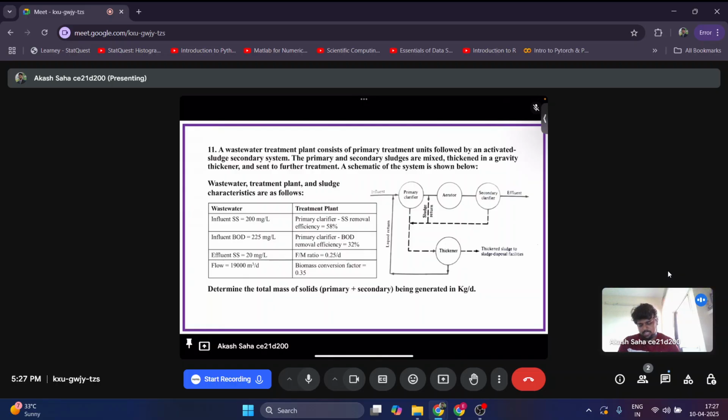So we just have to find out what is the total mass of solids, that is the primary plus secondary, being generated in kg per day. Okay, so we just have to find out the total mass of solids. There will be solids coming out from the primary clarifier, and then some part of solids coming out from the secondary clarifier. So we have to find both of them and then give the summation. Okay, you can go through the question once again and think about it, then I will discuss the solution.